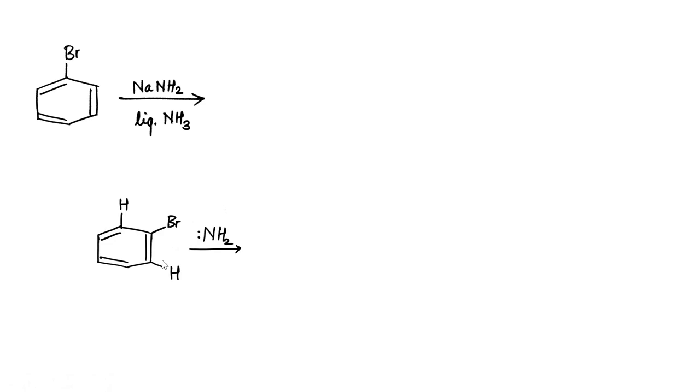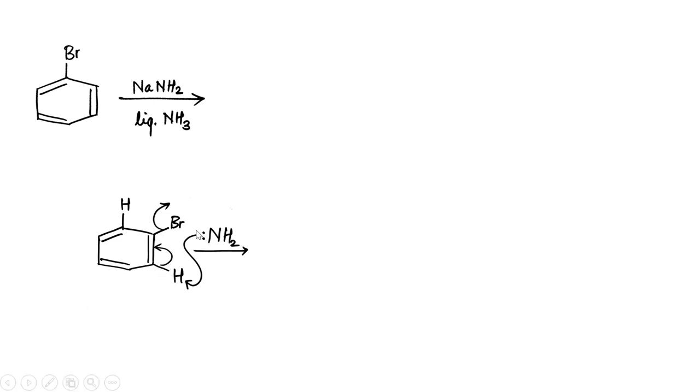Now NH2 may abstract any one hydrogen as it is a symmetrical structure. It can attack any hydrogen. So let's see, if it attacks this hydrogen, electrons will shift here. There will be formation of a new pi bond like bond, and this electron will shift onto bromine and bromine is eliminated as Br minus. So you will get this triple bond type of structure and it is called a benzyne, right? This is the intermediate. A very reactive intermediate is the benzyne intermediate.